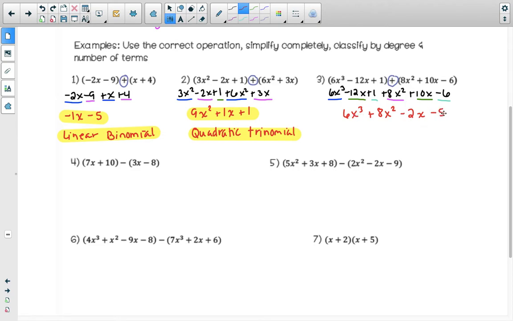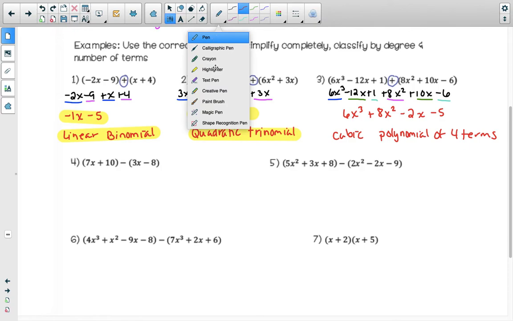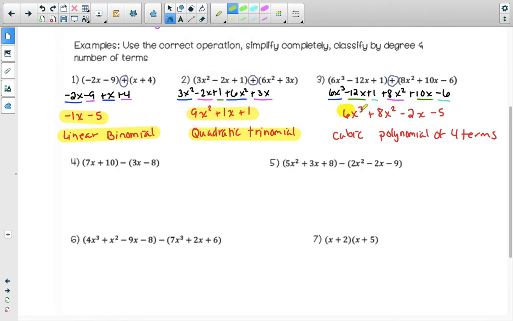Now that it is in standard form, we look at our largest exponent, which is 3. This is called a cubic. And then we count how many terms there are. We have 1, 2, 3, 4 terms. So this is called a polynomial of 4 terms, because it does not have any special name to it like a binomial or a trinomial. So we have 6x cubed plus 8x squared minus 2x minus 5, which is a cubic polynomial of 4 terms.